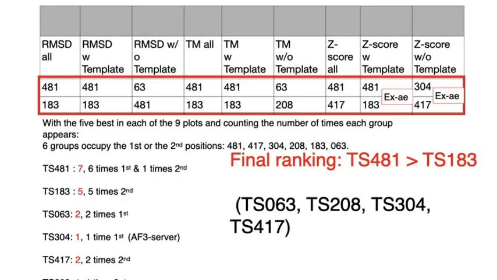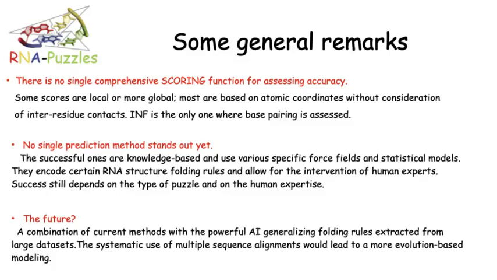And this is TJ Chen, and this is Lin Yuan in Guangzhou, and this is the other, and 304 is AlphaFold 3. Okay, so to conclude, some general remarks. There is no single comprehensive scoring function for assessing accuracy. We need more, and we think we should develop new ones for understanding and scoring better.